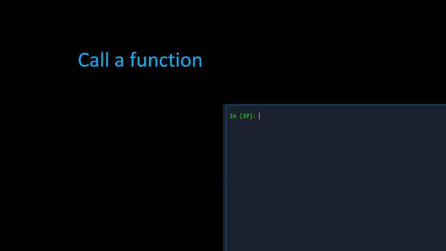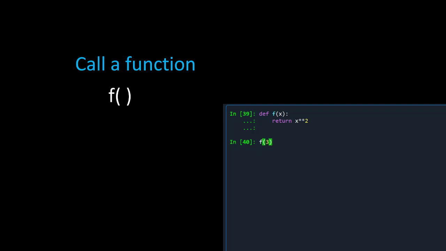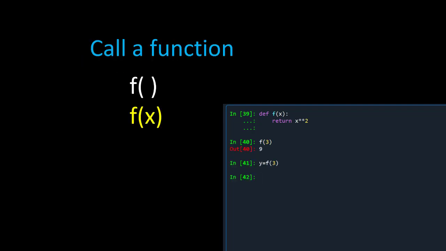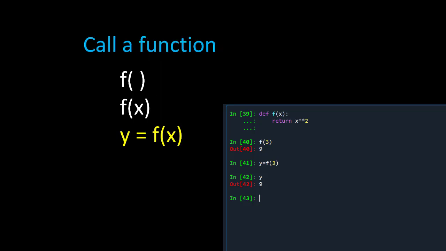The function is called from the main program or from another function with its name and with arguments if there are any. It may be called just with its name or in an assignment statement in which the returned value is assigned to a variable.